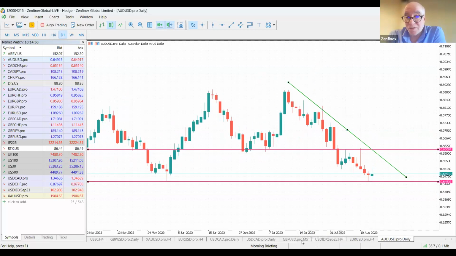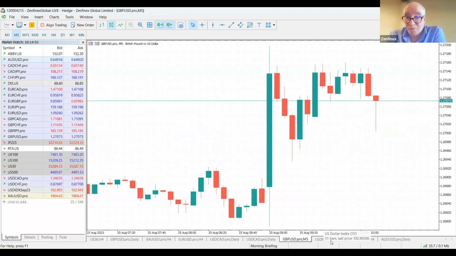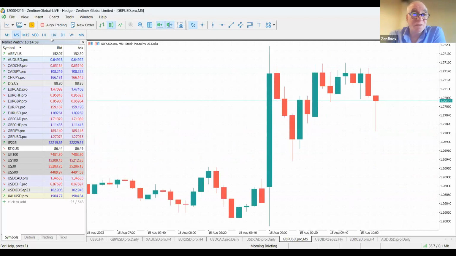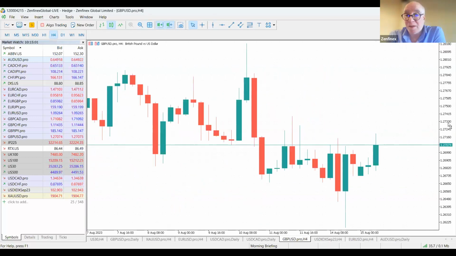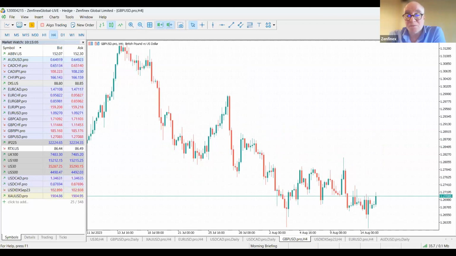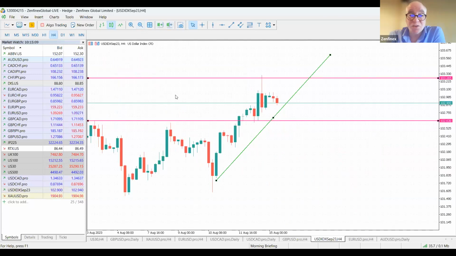on the Aussie dollar, on the British, sorry, not that one. Where's my British pound on the 4-hourly? So I'm trying to compare apples to apples, right? Down. So clearly, the dollar index is something that you should pay attention to.